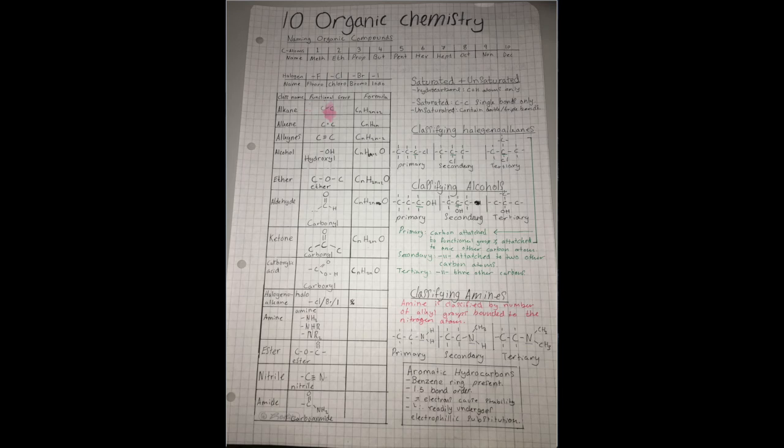There are different kinds of classes of organic compounds. There are alkanes, alkenes, alkynes, alcohols, ethers, aldehydes, ketones, carboxylic acids, halogenoalkanes, amines, esters, and nitriles and amides, as seen on the screen.